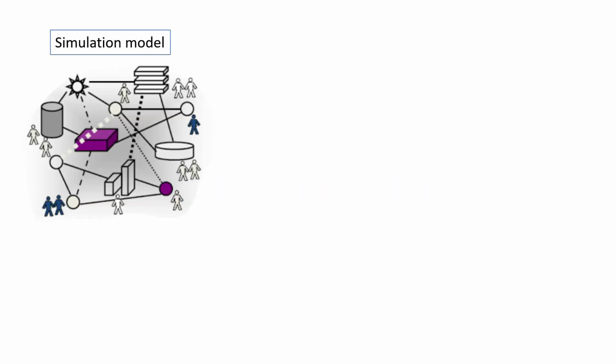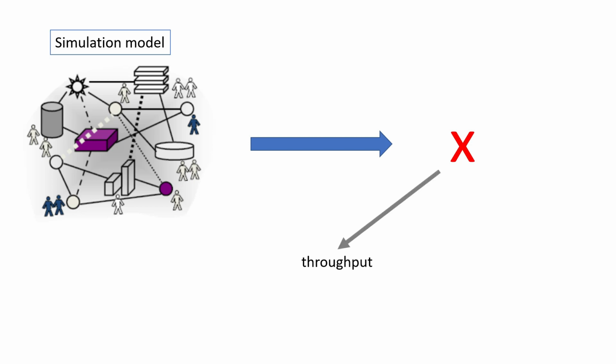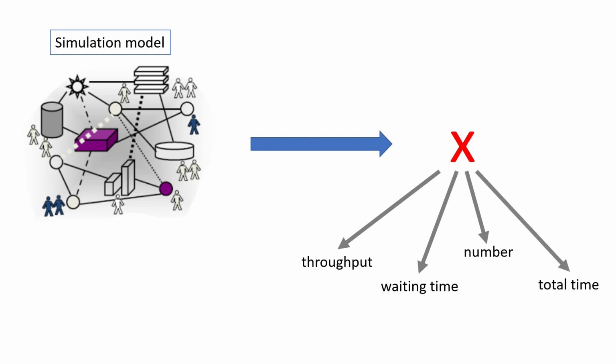When we prepare a simulation model, we are usually looking to find the value of a certain variable. This variable could be one of many things. It could be, for example, the throughput of the process. It could be the waiting time of customers in a certain service system. It could be the number of agents or customers that do a certain thing. It could be the total time spent in the system, etc. So it could be one of many things.